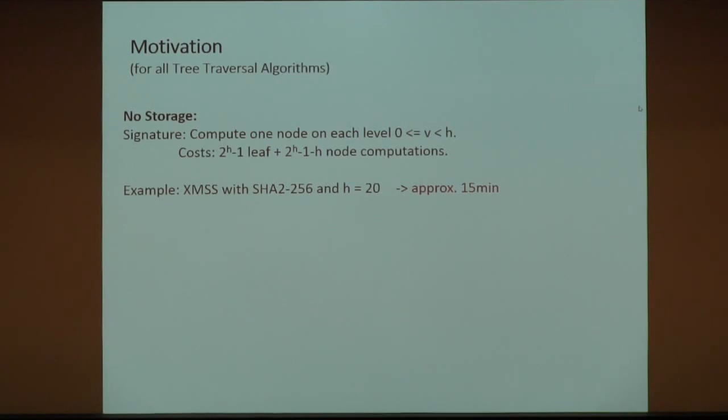Okay, so for XMSS with SHA-2 256 and h equals 20, which is kind of a medium-sized key pair, this takes 50 minutes. So a 50-minute signature is not what we want.